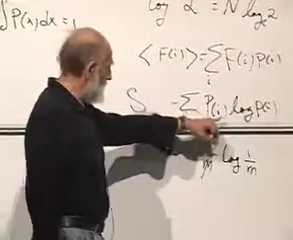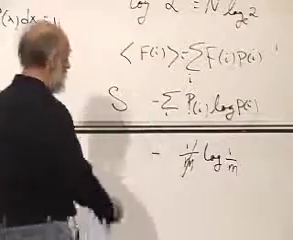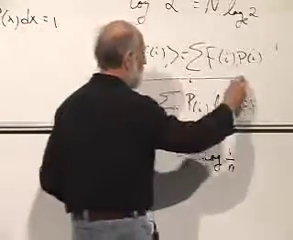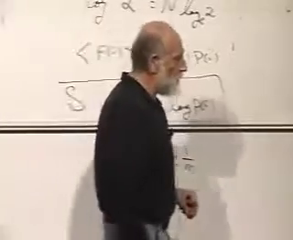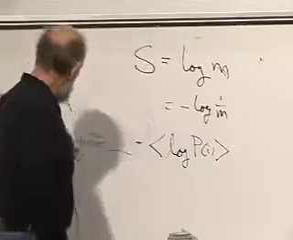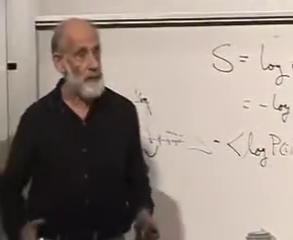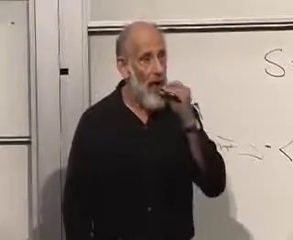But it is what it is. The sum of P sub I log P sub I is called the entropy. Okay. As I said, it reproduces this answer when the conditions are applicable for this answer, and otherwise it gives a general answer. Any questions?